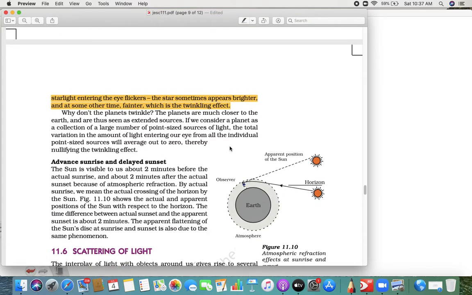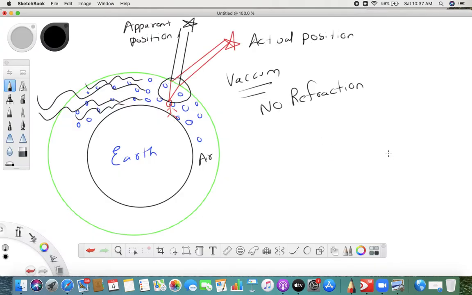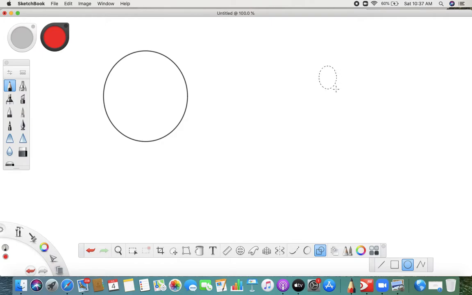Now, let's see the next part of it, advanced sunrise and delayed sunset. Let me again draw for you. This is our earth, and let's say this is our sun. I drew the sun a little smaller in size, as we can all see it later. Actually, it is very big in size. So this is our earth, and this is the sun.